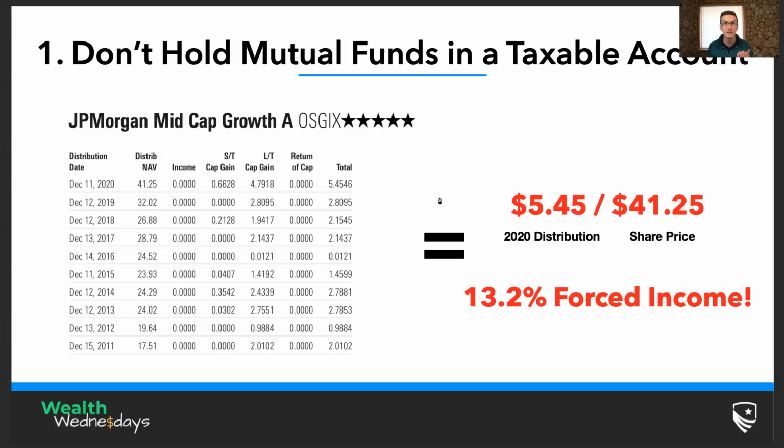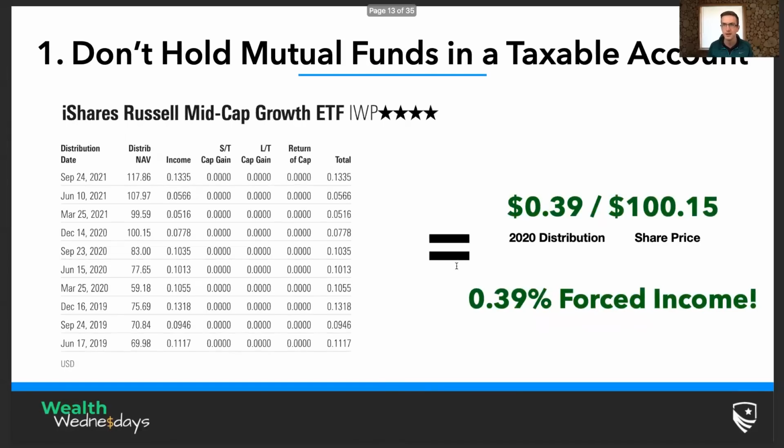Comparing that to the share price of $51.25, we're looking at 13.2% of forced income in this given year. $100,000 and you now have $13,200 of forced income that is partially taxed at ordinary income rates, partially taxed at long-term capital gain rates. Versus, let's take an ETF counterpart.